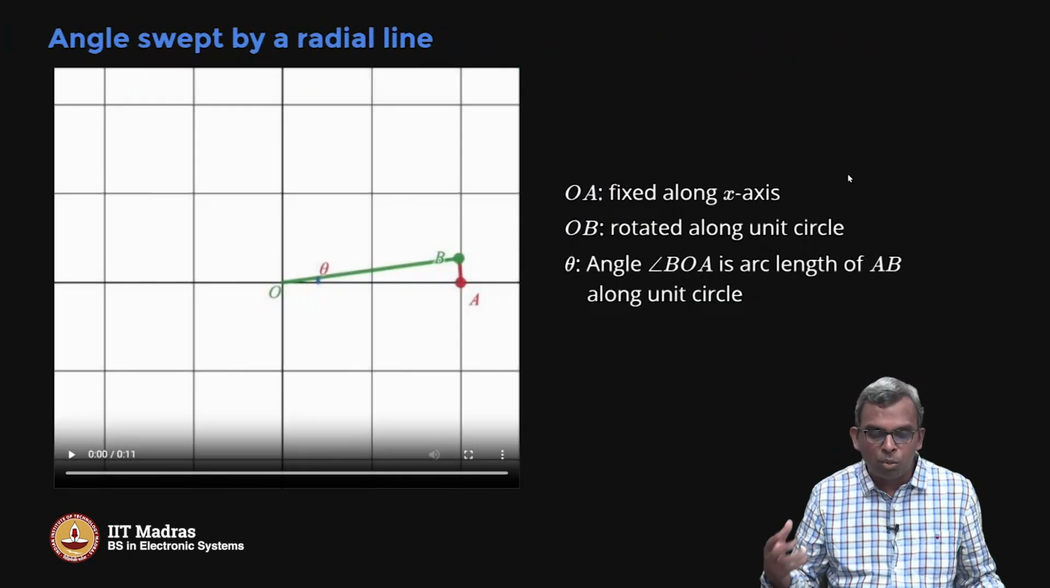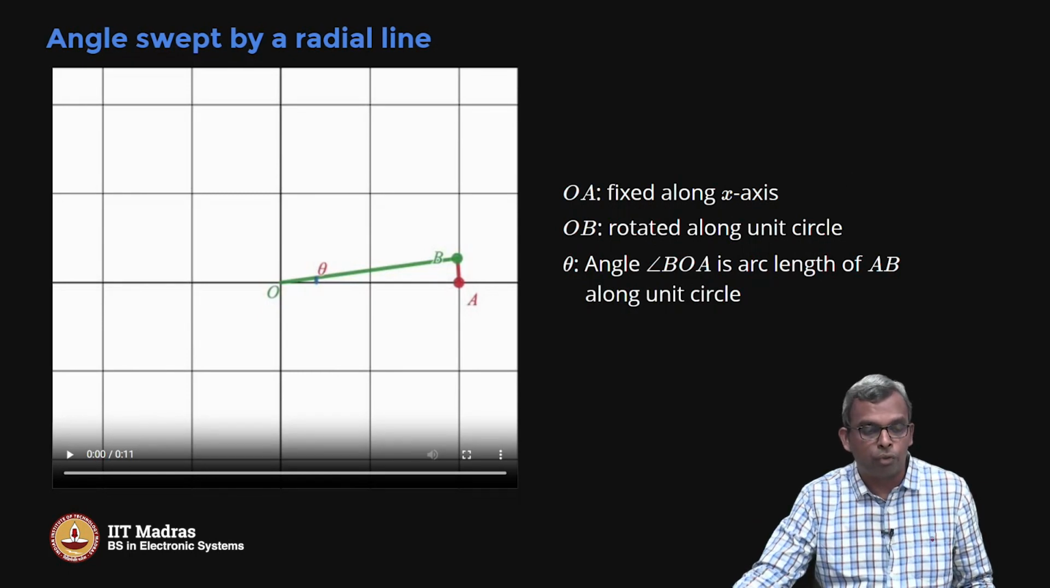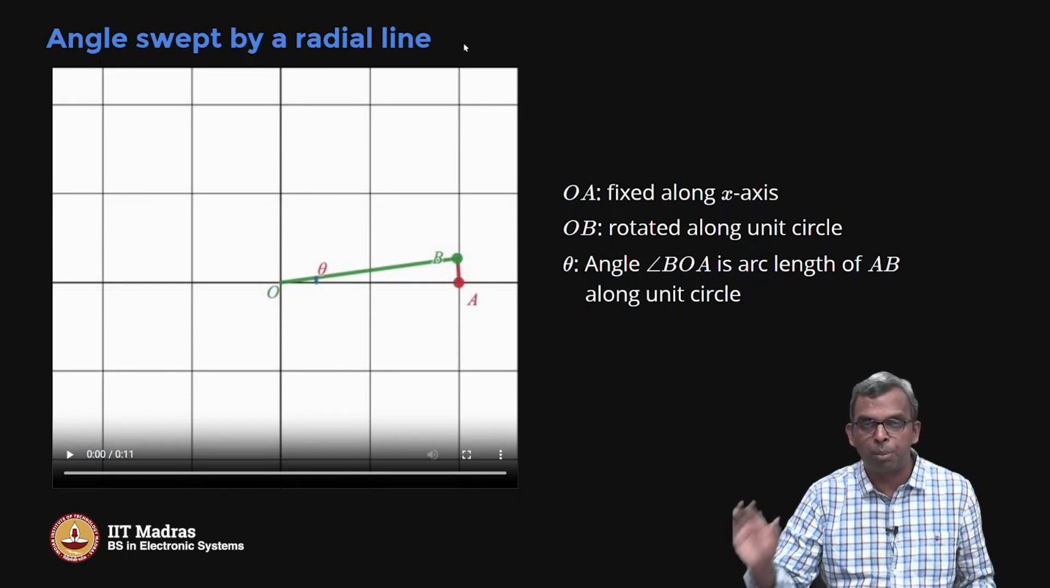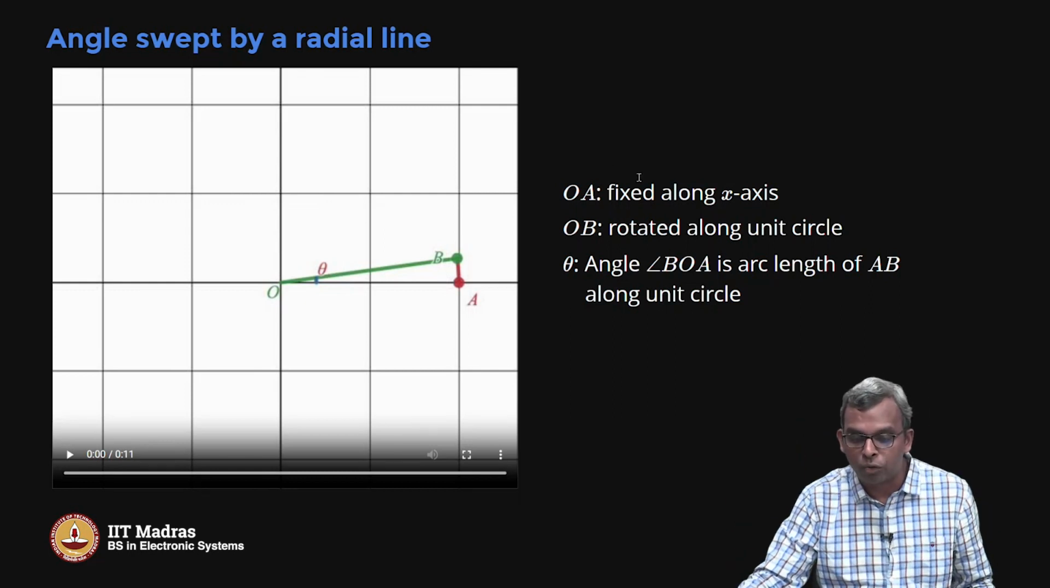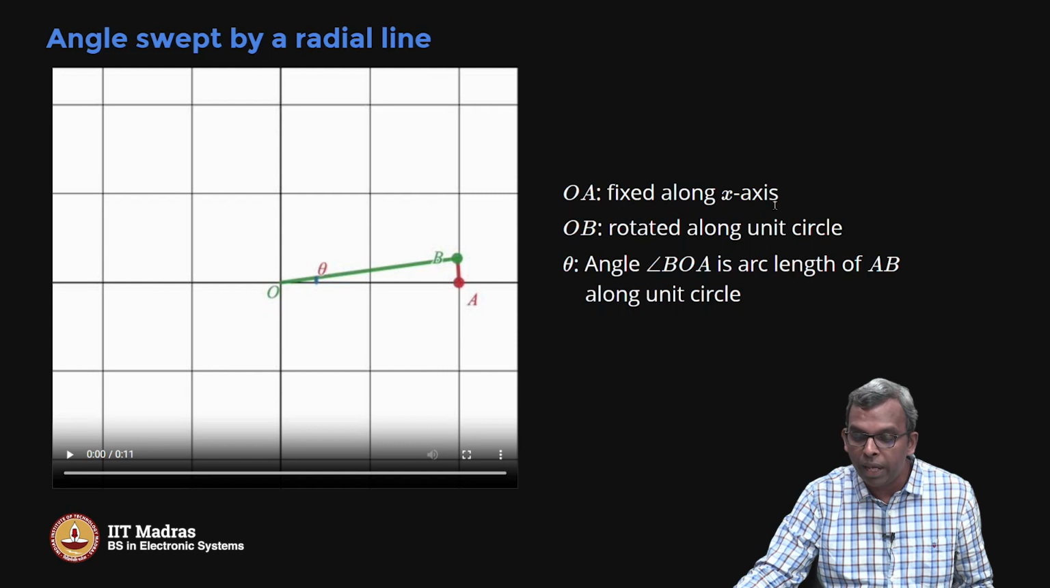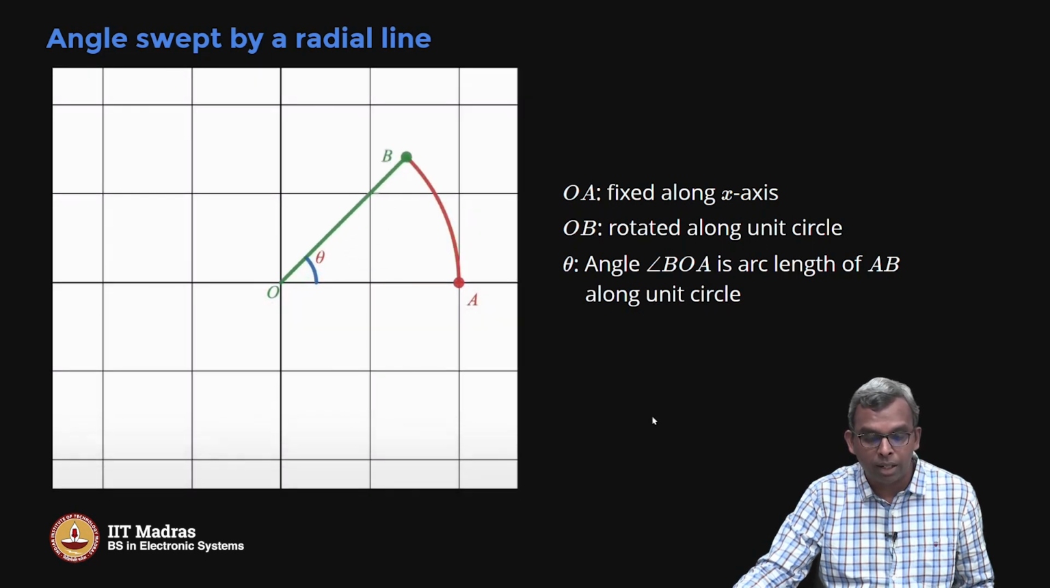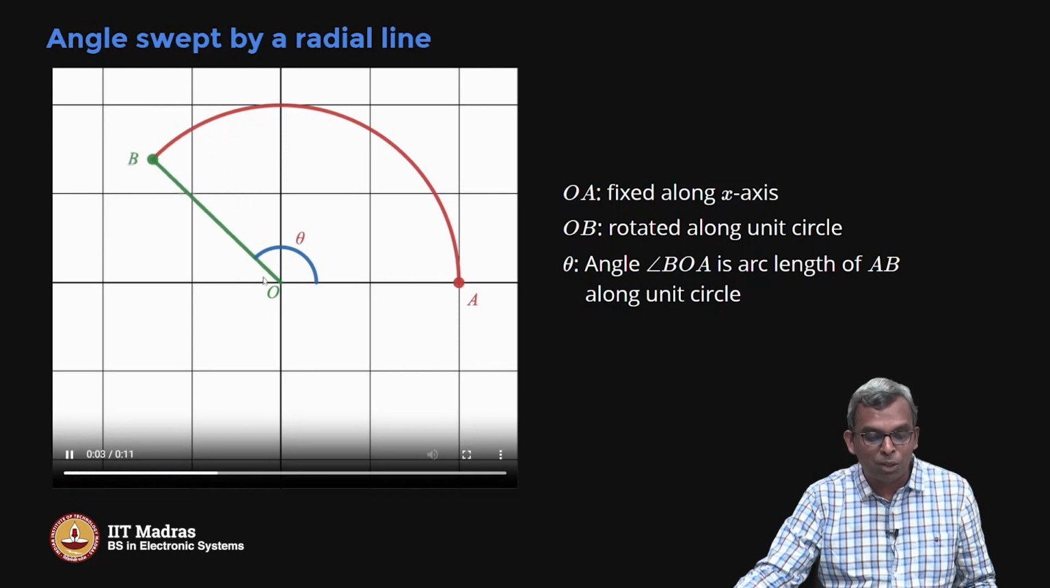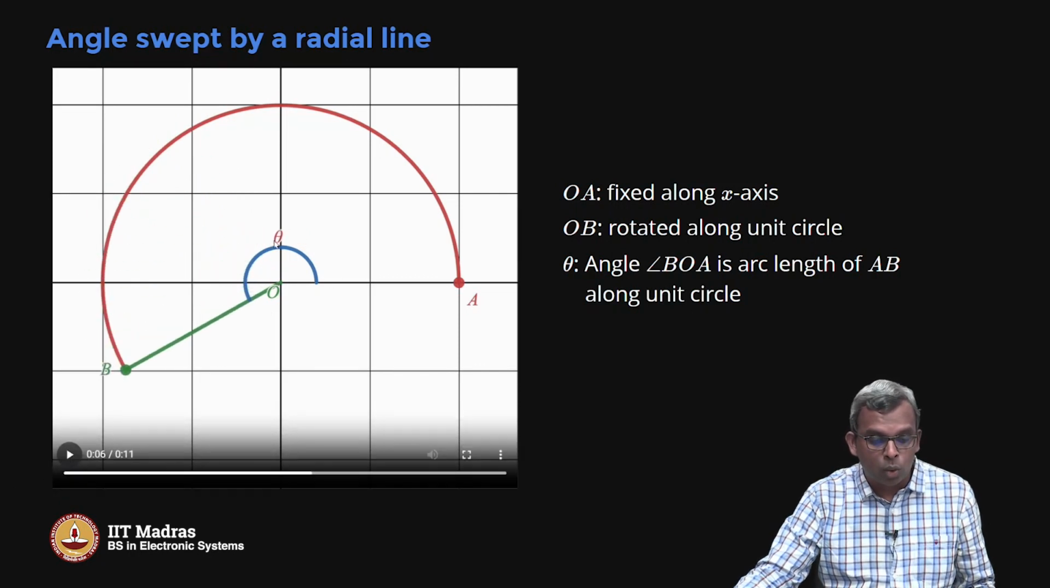Okay, so let's see a few more illustrations. So here is an illustration of how this angle is swept by a radial line, how you should picture angle as the one that is swept by a radial line. So for this purpose, we'll fix OA along the x-axis, and then this OB is going to be rotated along the unit circle, and as you rotate, this angle BOA is going to be the arc length of AB along the unit circle. I want to just illustrate that with a small little thing here, and you see as B rotates, my angle which I usually mark as theta here is actually, what is the measure of this theta? This theta is the arc length of A. If you start from A, you go all the way here up to here.